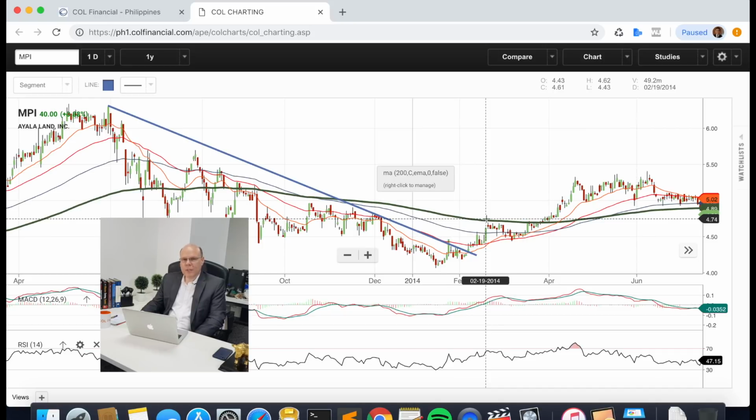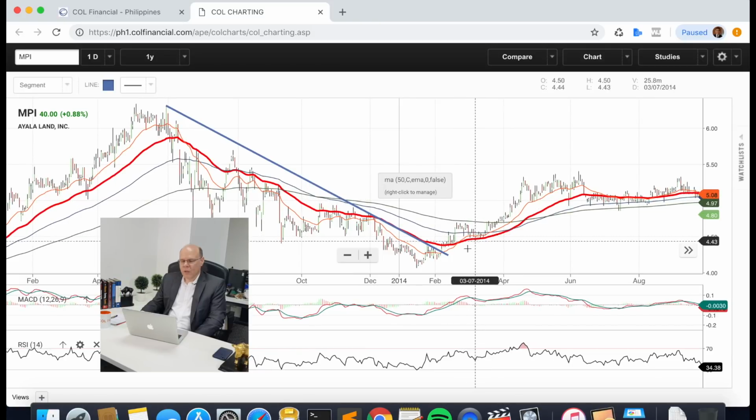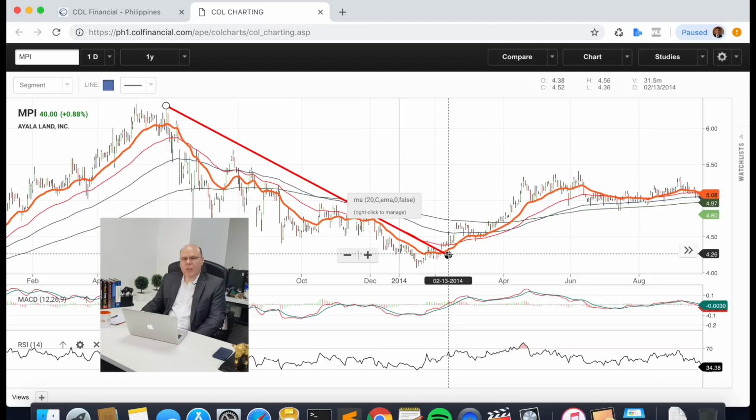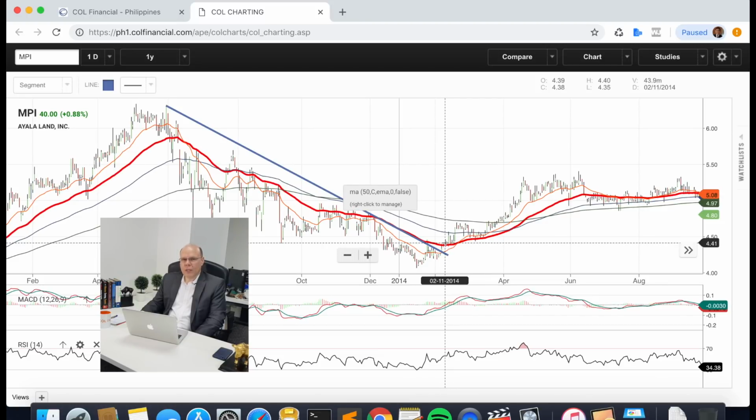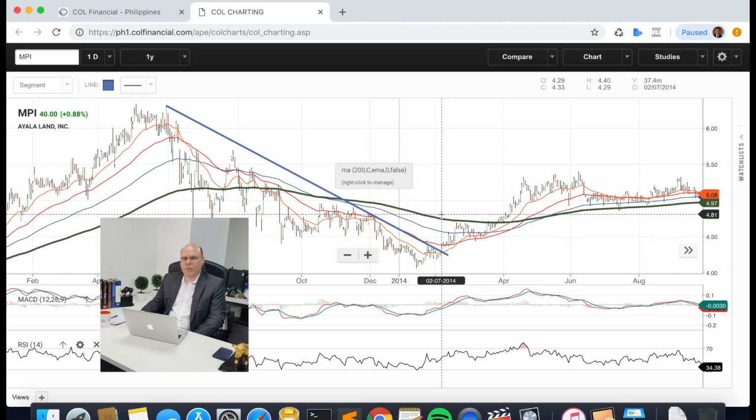Okay, in the moving averages that we have plotted, we actually have four moving averages plotted here. The first one is a 20-day exponential moving average. The red one, the second one, is a 50-day. The blue one is a 100-day. And the last one that you see here is a 200-day exponential moving average.